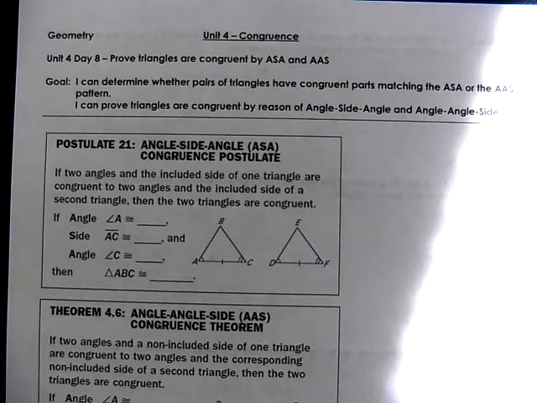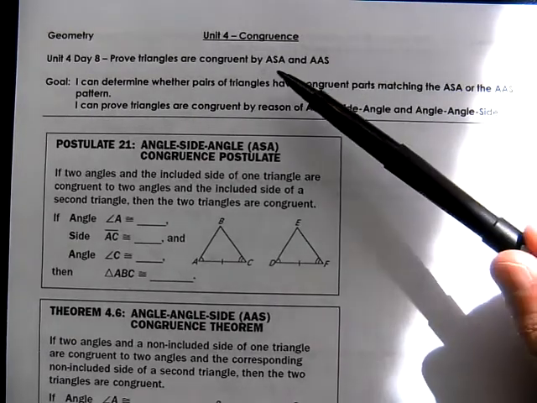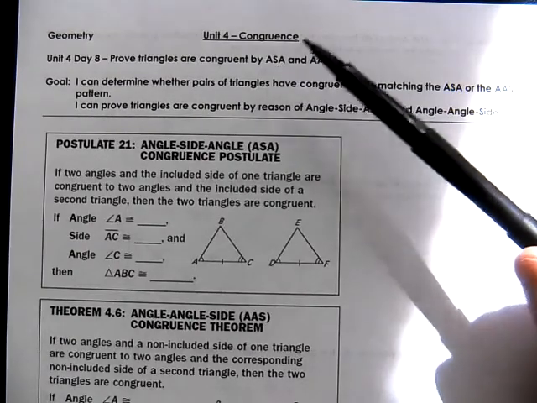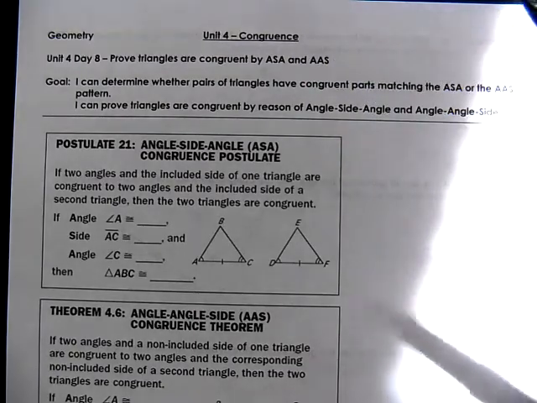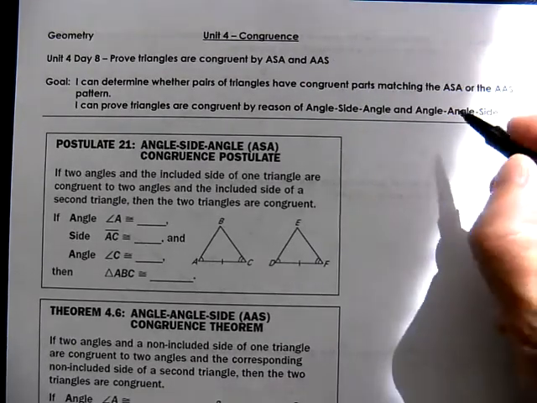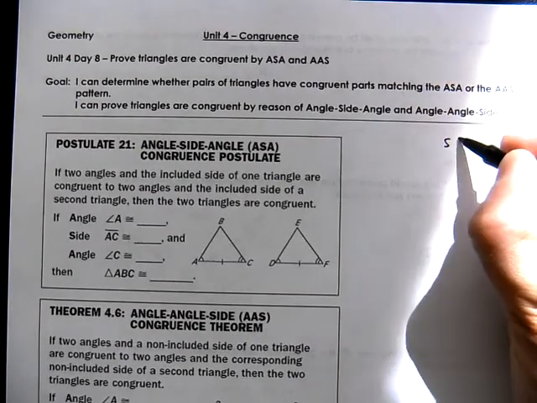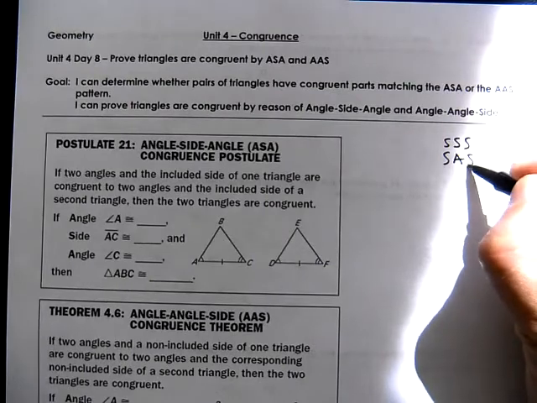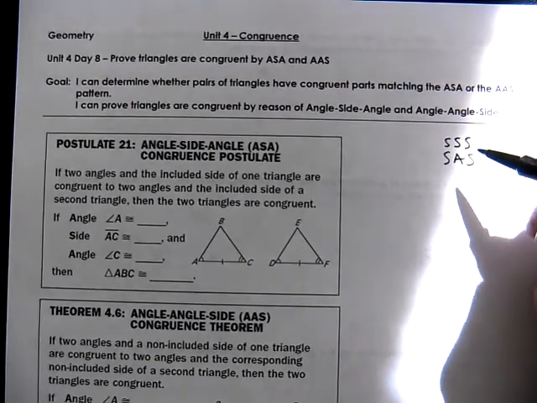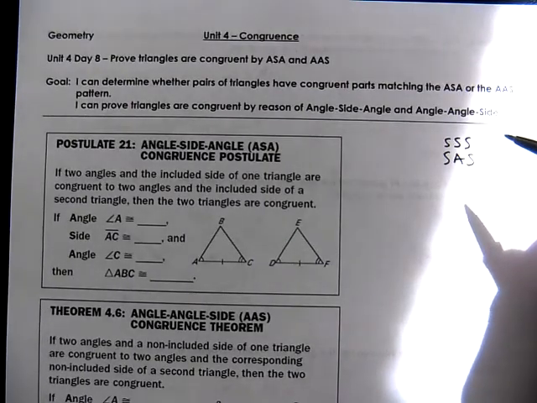Hello everyone. Today we're looking at two more patterns to show triangles are congruent. We're looking at the angle-side-angle pattern and the angle-angle-side pattern. So what we've seen so far is the side-side-side pattern and the side-angle-side pattern. Those are the two patterns we've looked at so far to show that triangles are congruent.